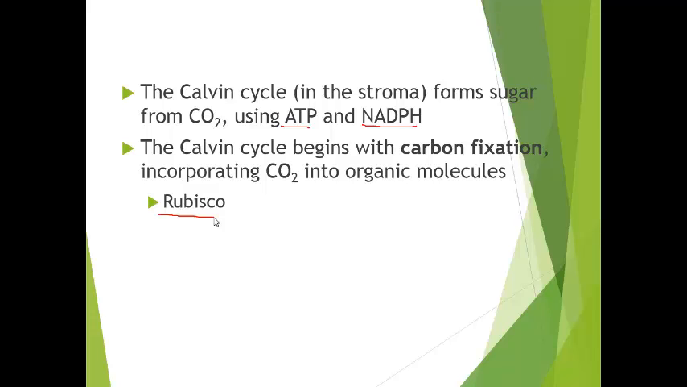The immediate product of the Calvin cycle is a molecule called G3P. It's a 3-carbon molecule. For every 2 G3P that are made, 1 glucose can be formed.